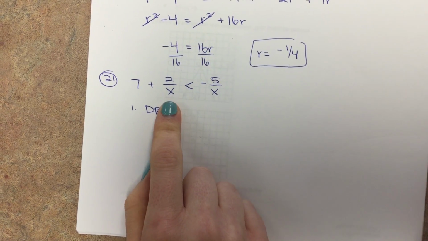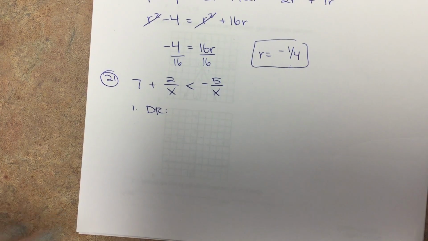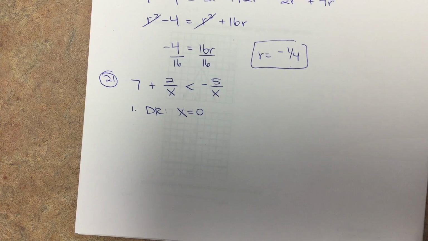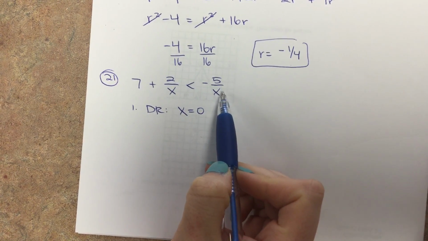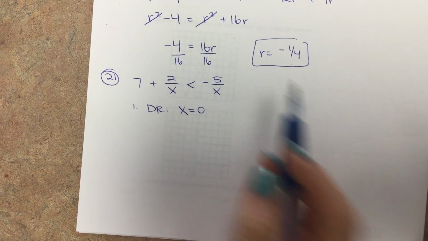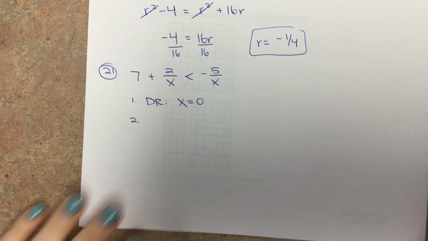What would make this one 0? Okay. Keep in mind that even though 0 is the most common domain restriction, it's not the only possible domain restriction. What if this was an x plus 3? What would the domain restriction be? Negative 3. Good. So keep in mind that it might not just be 0. It's most common, but it might be something else.